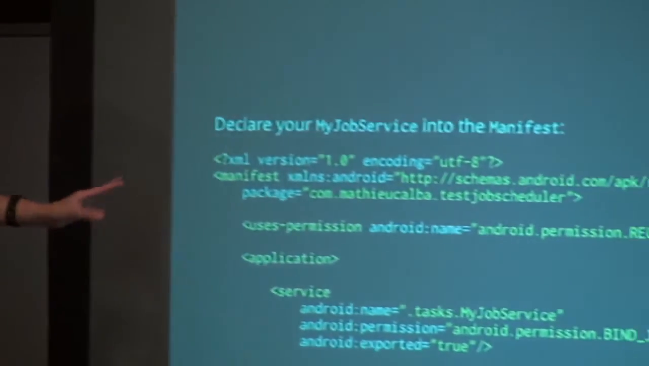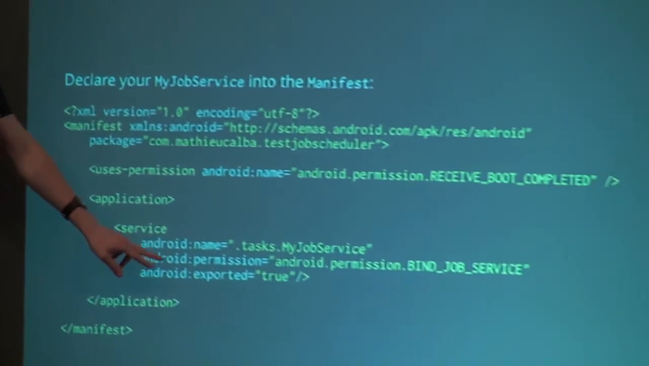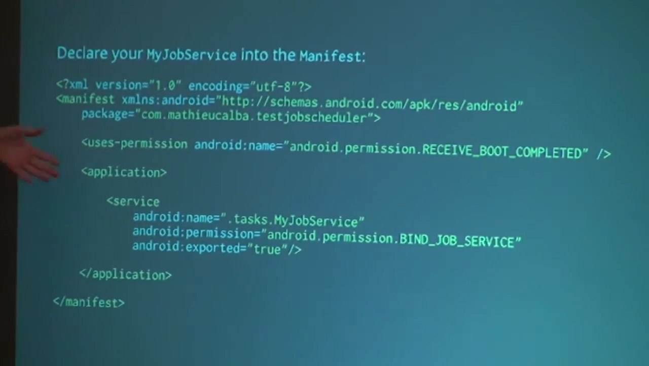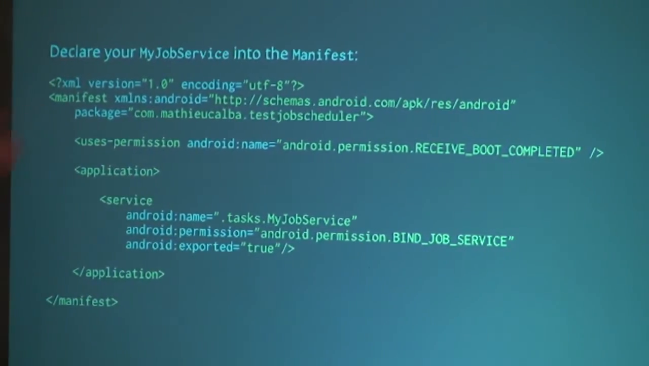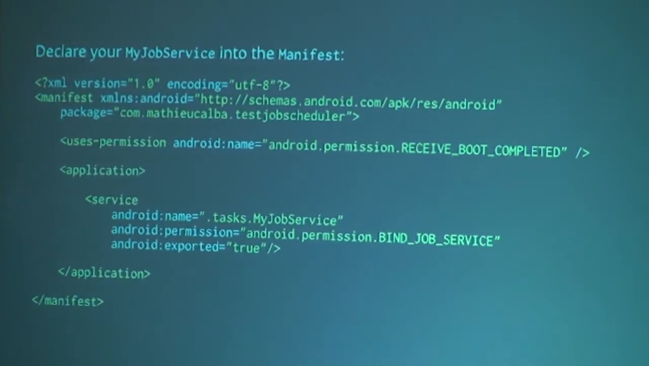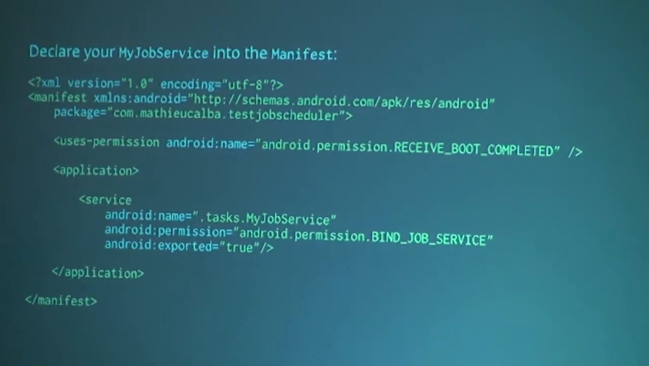Because it's a service, we need to declare it in our application. But we have some permissions to add. First, we need the permission BIND_JOB_SERVICE to allow the system to use us. It needs to be exported because otherwise the system won't see it. By default, services are exported, so that's not a problem, but I wanted to point it out.